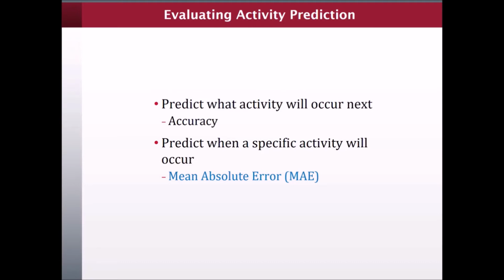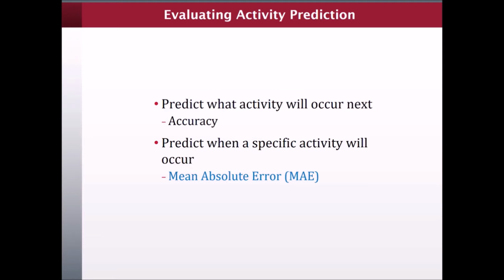Let's consider how to evaluate activity prediction when you build your own activity predictor. In the case of the first prediction task, where we are predicting what activity will occur next in a sequence, we can use an accuracy measure as we did with activity recognition, because the output is a specific symbol indicating which activity is going to occur next, and it's either right or wrong.